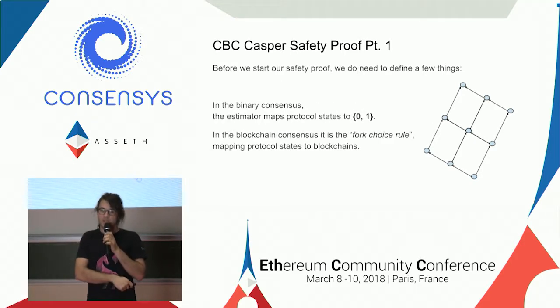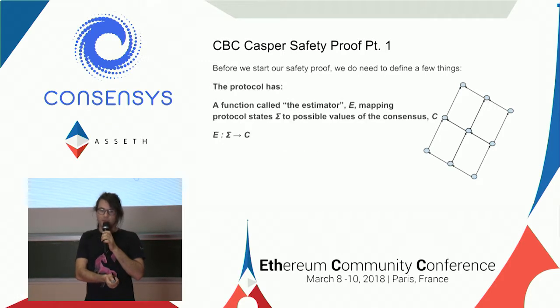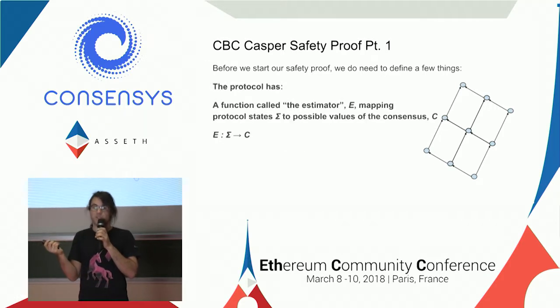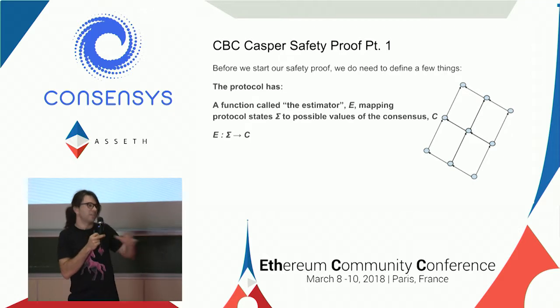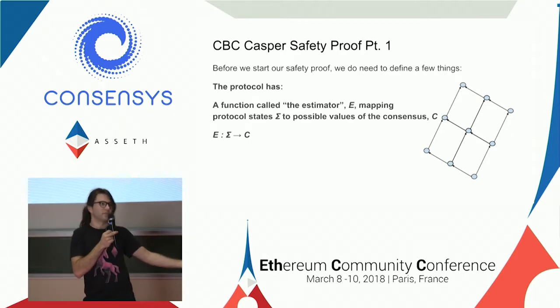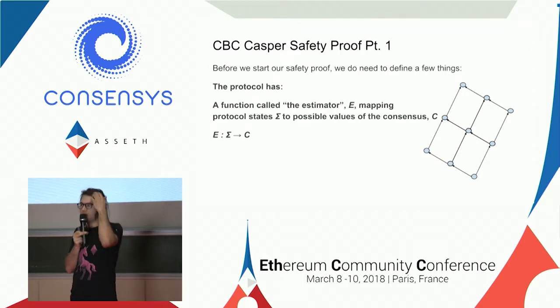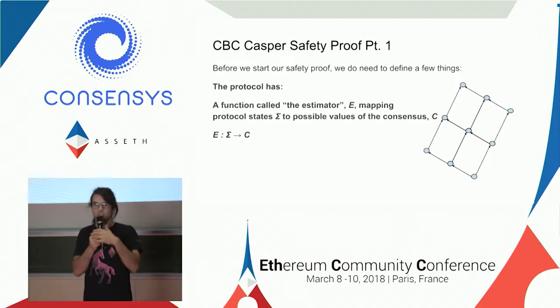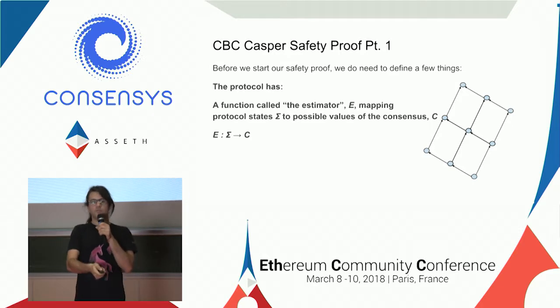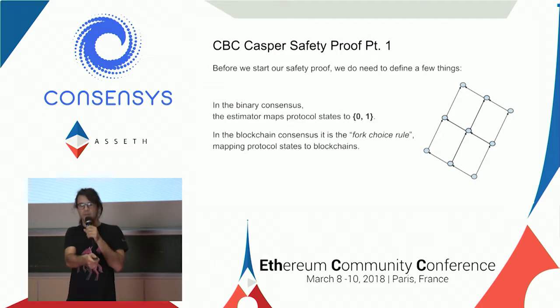So we also have something else, something called an estimator. We have these protocol states and protocol state transitions. Okay, that tells us almost nothing, right? Then I'm going to give you a little more. We have this thing called an estimator, which maps the protocol states onto values of the consensus. It basically says, from this protocol state, this is what we think the consensus is. It associates the states with values of the consensus. So we have a little more in our protocol now.